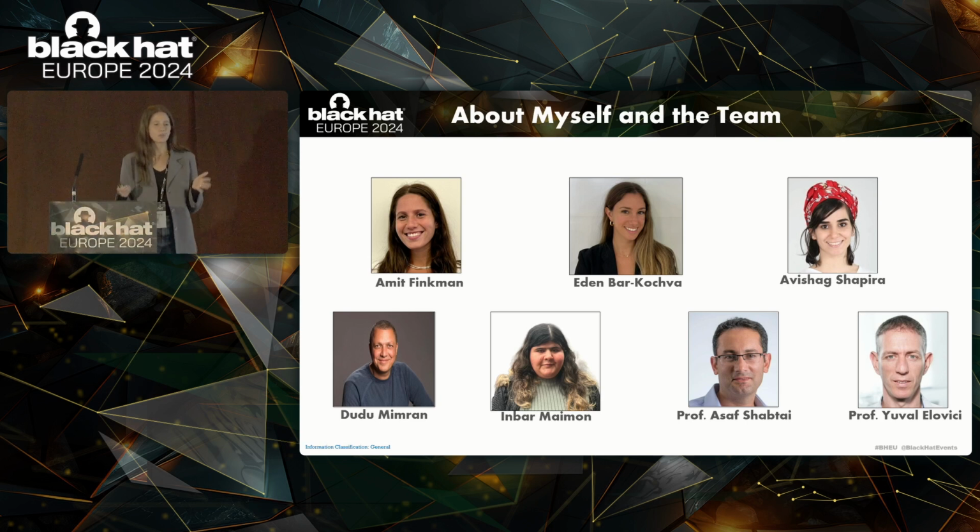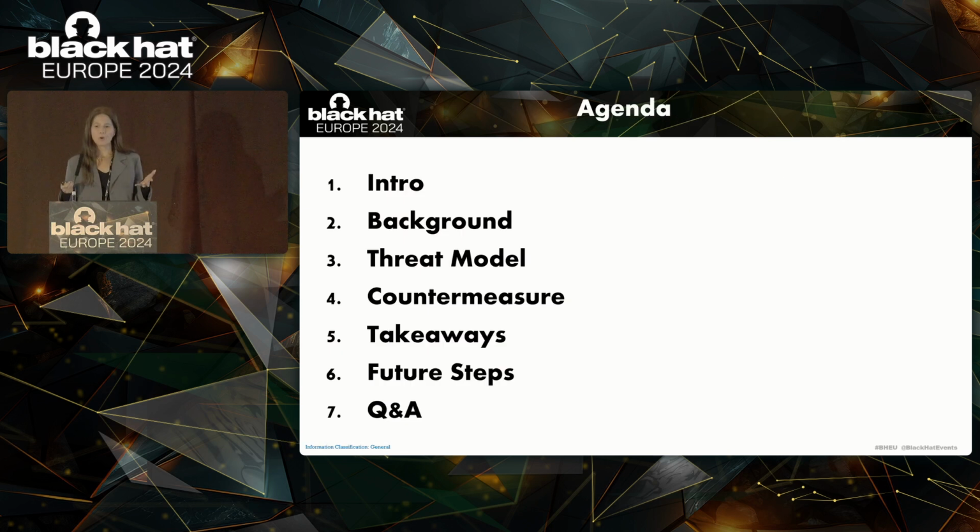Before we dive into what CodeCloak actually is, first I would like to introduce myself and my team, because of course CodeCloak is not a one-man effort. As I mentioned, my name is Amit Finkman, I'm 27 years old, and I'm currently pursuing my master's degree in Information System and Engineering from Ben-Gurion University, with a specialty in machine learning and AI. My bachelor's degree is also from Ben-Gurion University in Data Science and Engineering. For the past 2 years, I've been working as an AI and cybersecurity researcher at the CBG Labs in collaboration with Deutsche Telekom. Working with me on this project: Eden Bar-Kochva, Avishak Shapira, Dudu Mimran, Inbar Maimon, Professor Asaf Shabtai, and Professor Yuval Elovici.